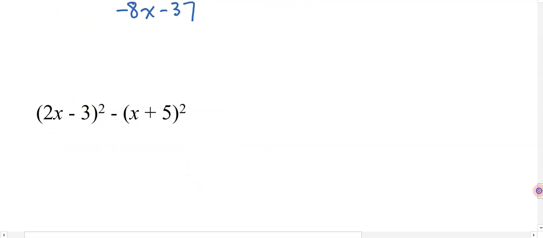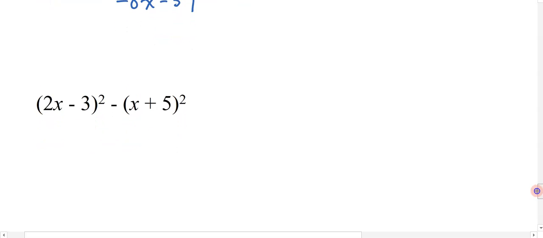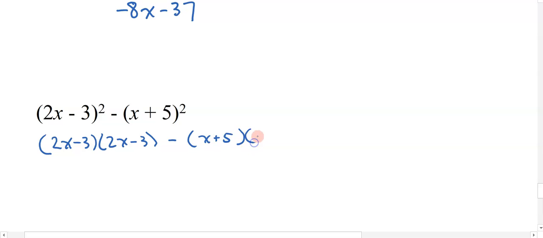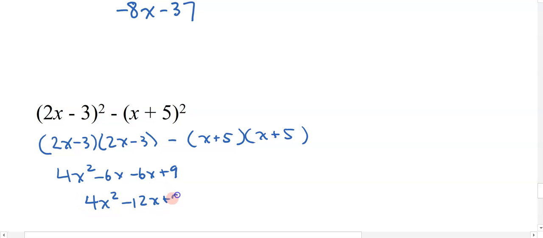All right, and our very last question is pretty much the same question. The only difference is I have those squared first, so that just means you have to write it out twice. And then do exactly what we were doing before, right? So you would get your 4x squared. This one's more complicated, so I'll write it out. So I get minus 6x plus 9, collect like terms, 4x squared minus 12x plus 9.